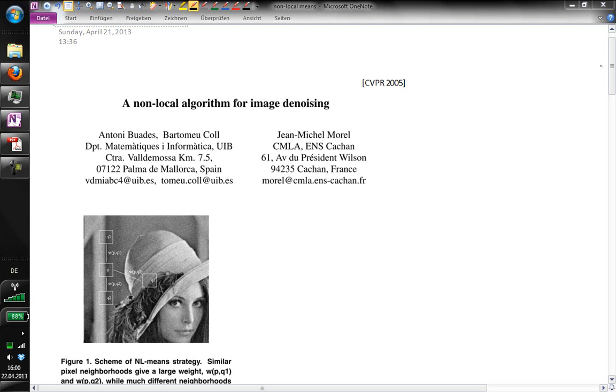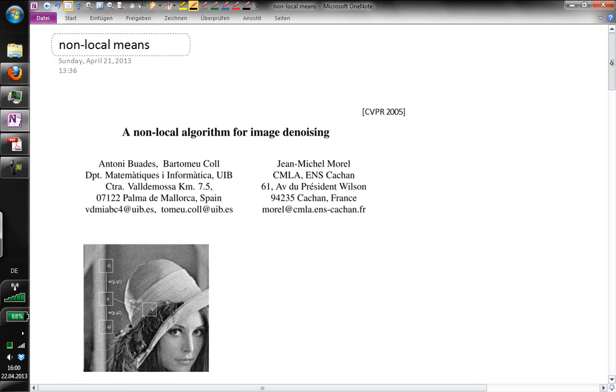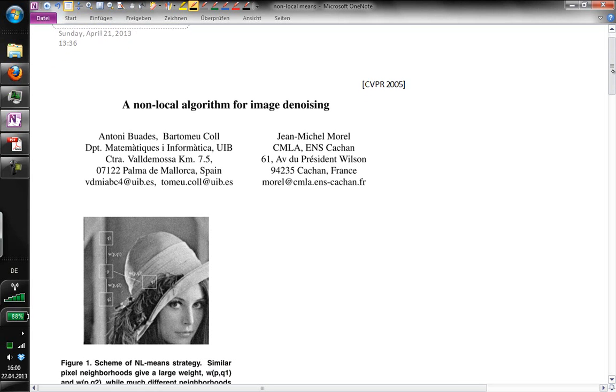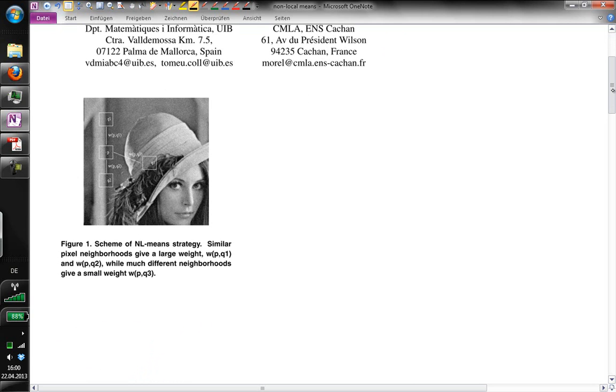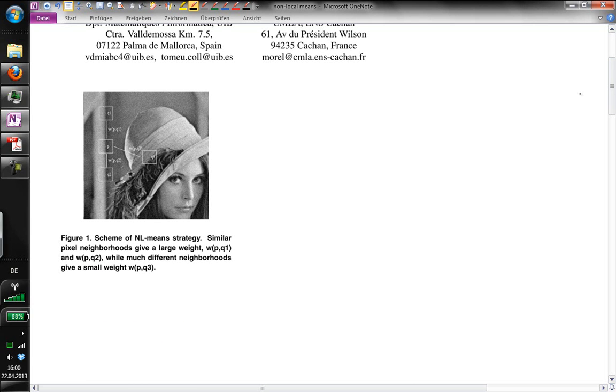But I would say if you take into account ease of implementation and quality of results, probably this is still the best trade-off that you can get. Again, it's a very, very simple algorithm. So, non-local means, and the image explains the principle. We have a patch P that we want to denoise.